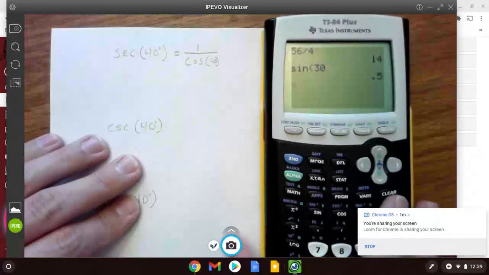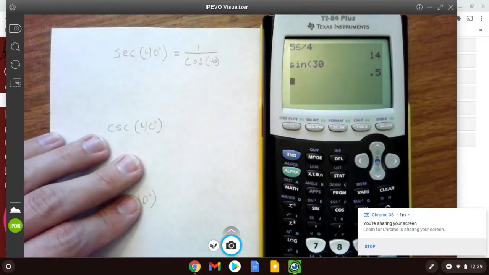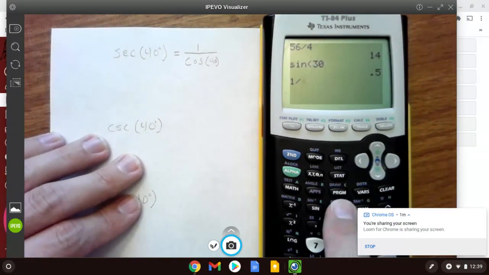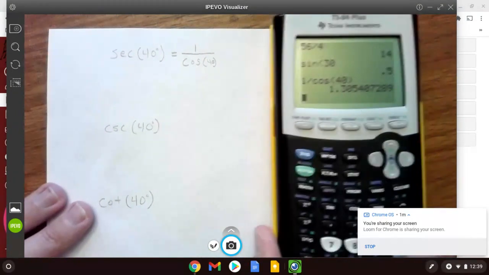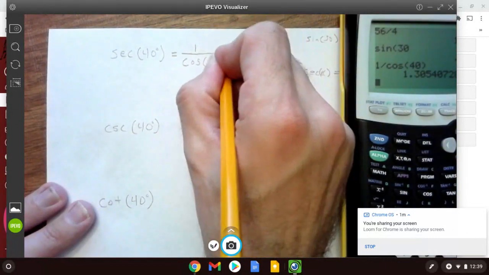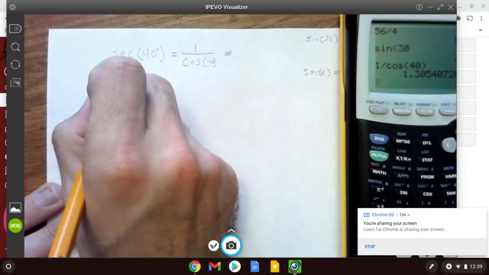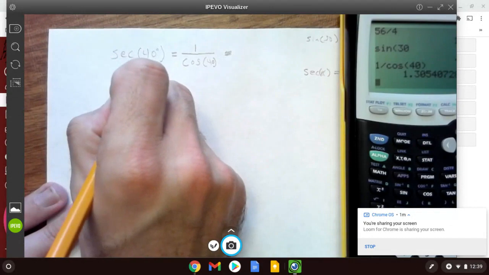All right, you would just type in 1 divided by cosine of 40. So 1 divided by cosine of 40. All right, it gives you this large irrational number here. So 1 point, let's write it down below, 1.305.